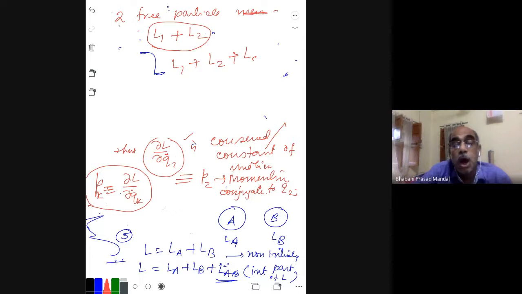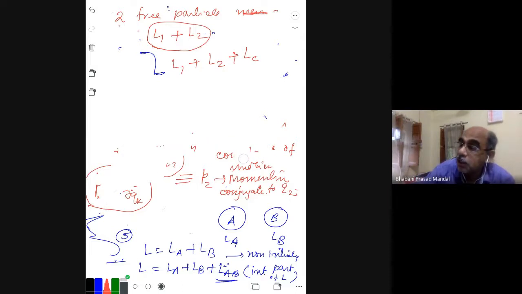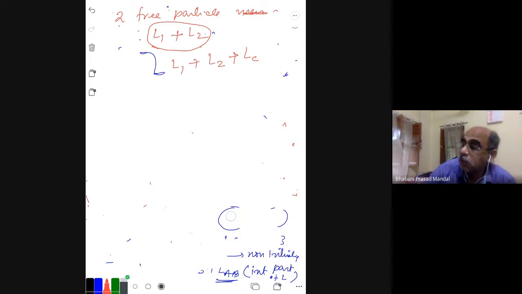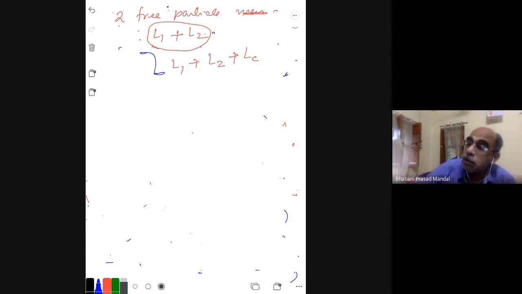Now we'll go to how to construct the Lagrangian for a system, or what the Lagrangian will be, that we are going to see. We saw one example of the harmonic oscillator, and there we saw that the Lagrangian is of the kind kinetic energy minus potential energy, but that we are going to see. So now we are going to construct the Lagrangian.